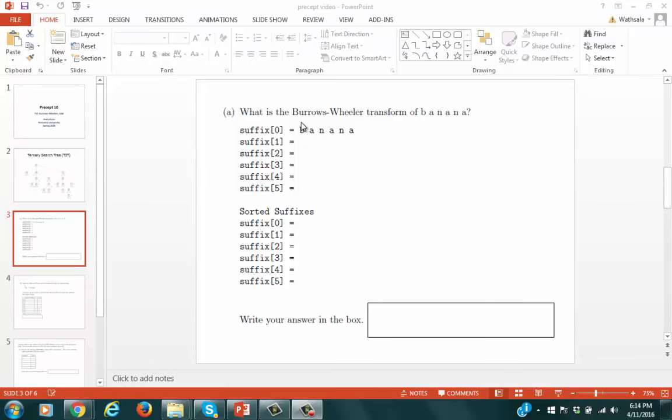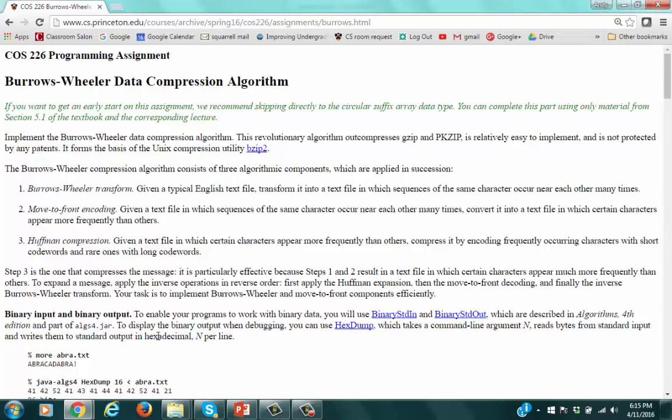So the next problem in the handout deals with Burrows-Wheeler transform. To understand the context for this exercise, let's go to the assignment on the Burrows-Wheeler data compression. It's a special data compression algorithm that consists of three algorithmic components. One is called the Burrows-Wheeler transform.